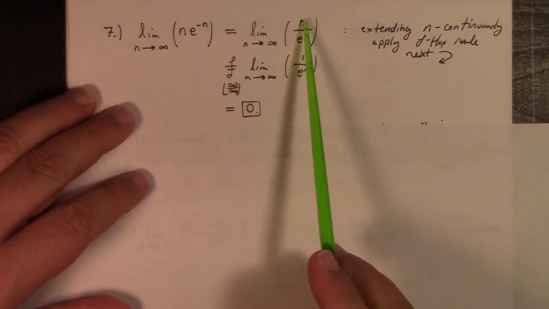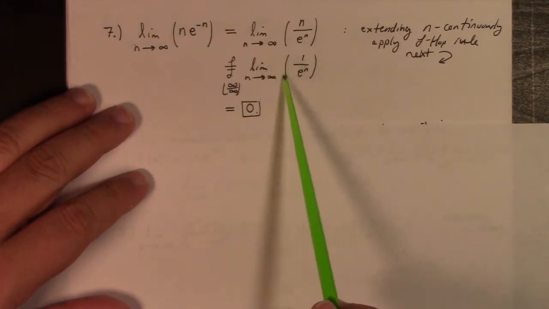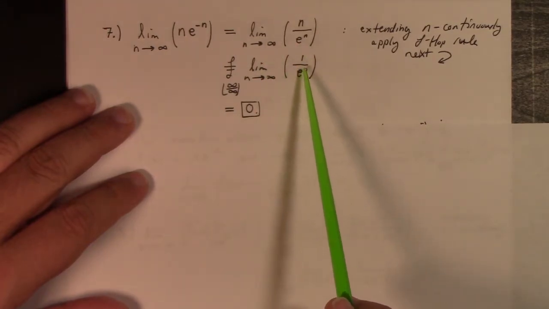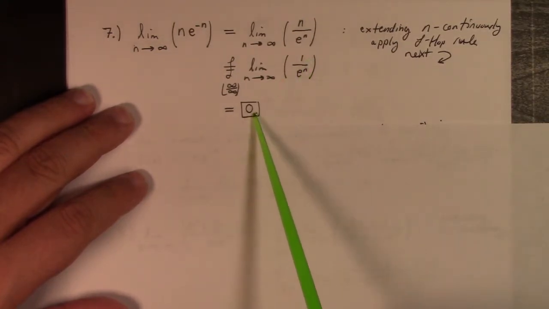So differentiating top and bottom gets me that. And then this clearly goes to 0. That's no longer an indeterminate form, it's just 1 over something that goes to infinity. So 1 over something that goes to infinity tends to 0.